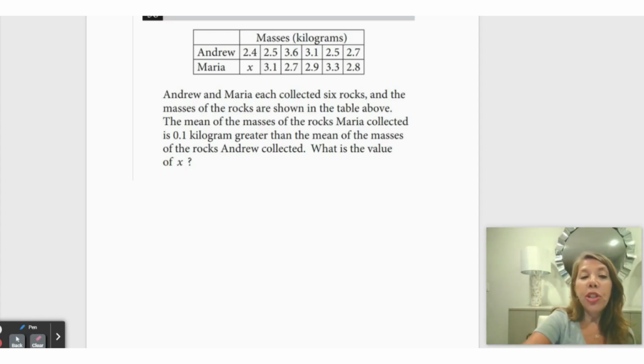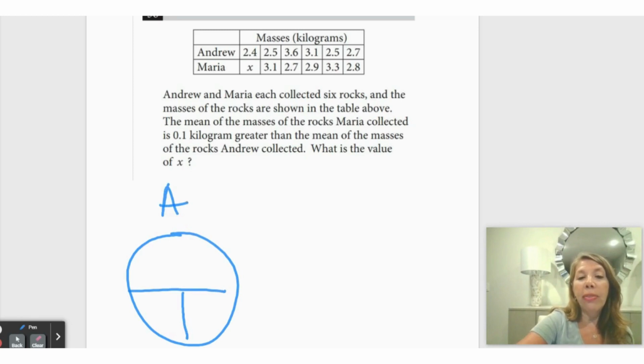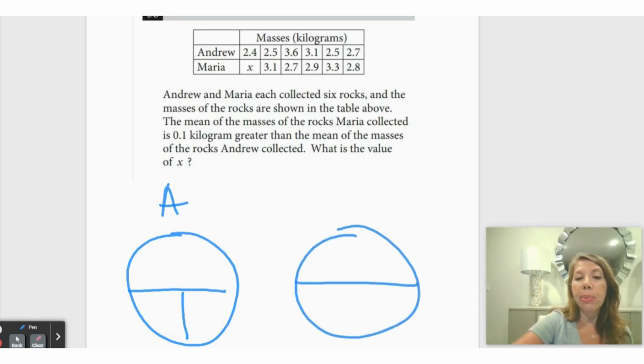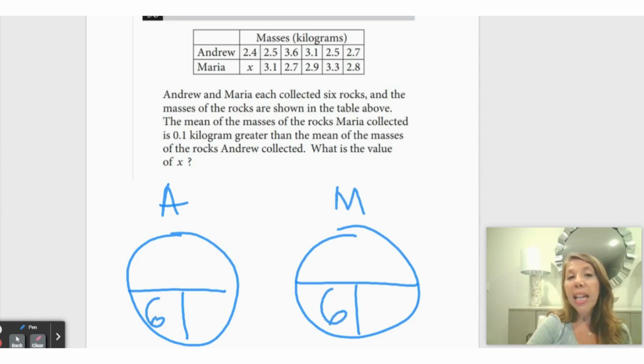So now we have 2 separate piece wheels. We have one for Andrew, we'll call this one A, and we have one for Maria, we'll call this one M. Now, they told us that there are 6 rocks that were collected. So in both cases, the number of items are 6. Now, we have the totals above. We don't have the means, but we have the totals.